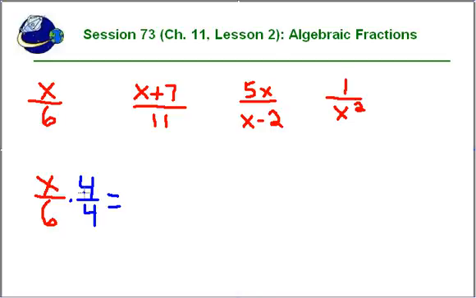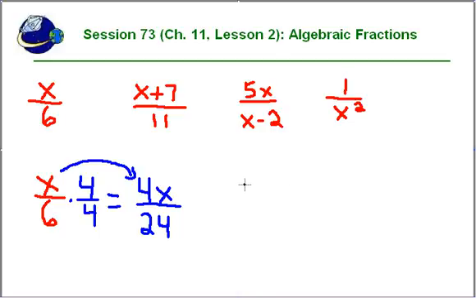Now let's carry out the multiplication. X times 4 is 4x. That's our numerator. Our denominator would be 6 times 4, 24. So then, x over 6 is the same thing as, or it's equivalent to, 4x over 24.